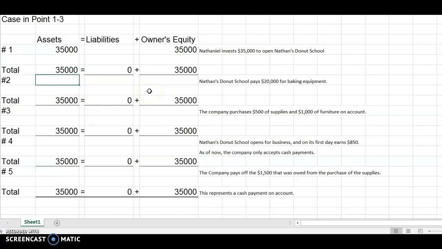So $20,000 decrease in cash, we're also going to have a $20,000 increase in equipment.